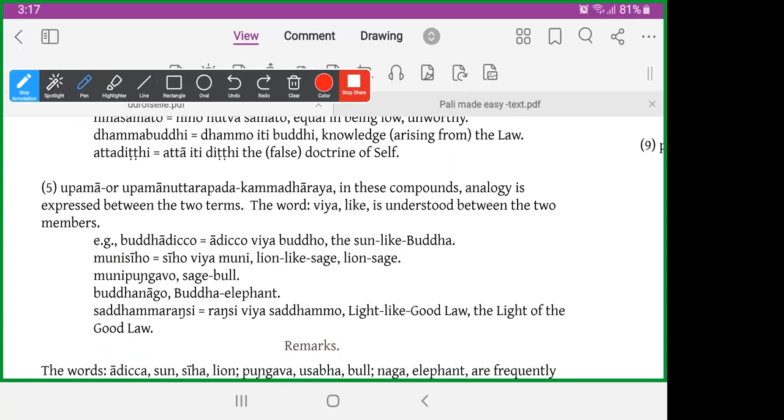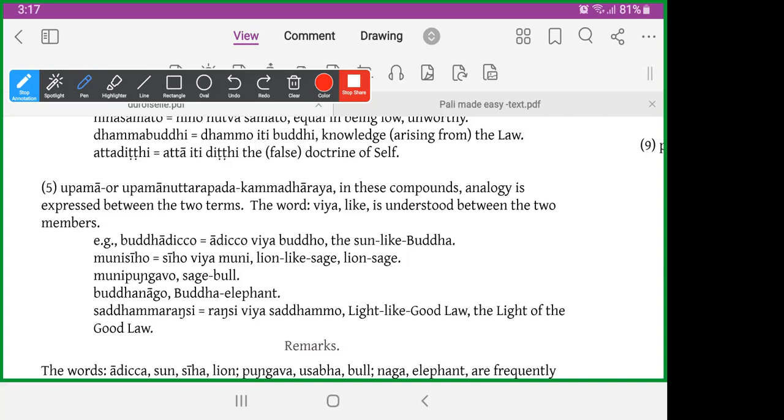Upamana pada Upamanottara Kammadharaya. In this compound, analogy is expressed between the two terms. The word viya, like, is understood between the two members.